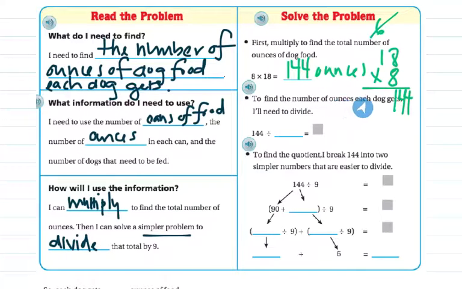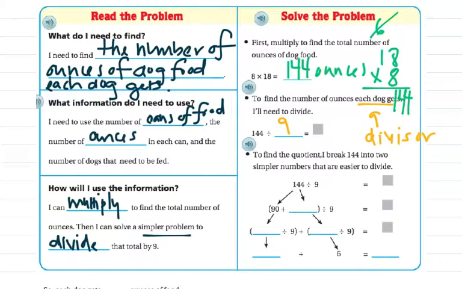Next, to find the number of ounces each dog gets, I'll need to divide. So because we hear the word each dog, and we know that there's 9 dogs, we know that 9 is our divisor. So we're going to divide by 9. Now, to find the quotient, I'm going to break 144 into smaller, simpler numbers that are easier to divide.